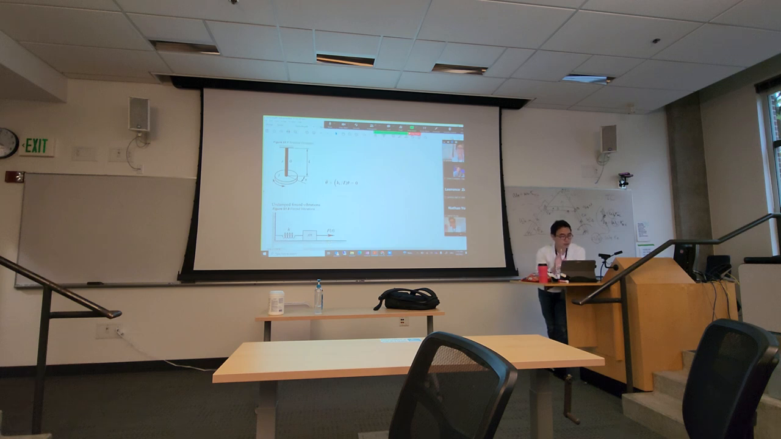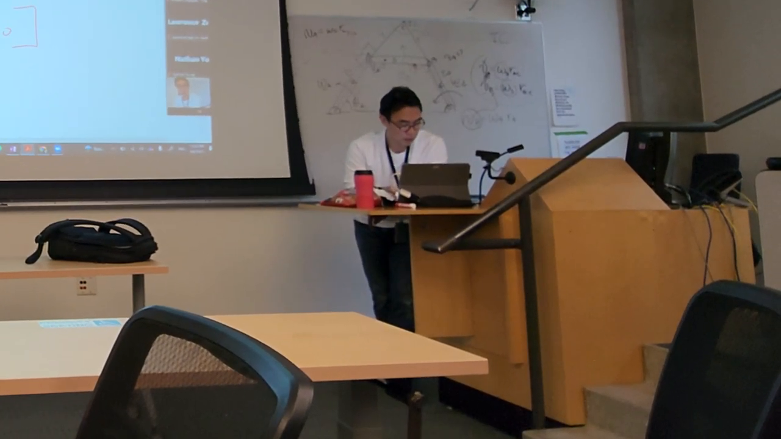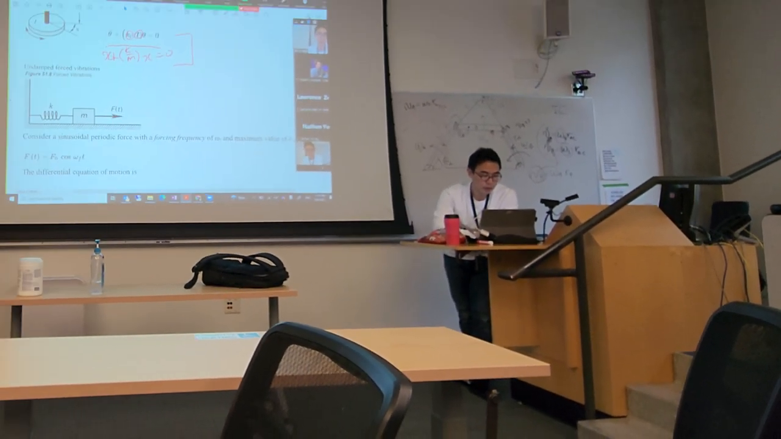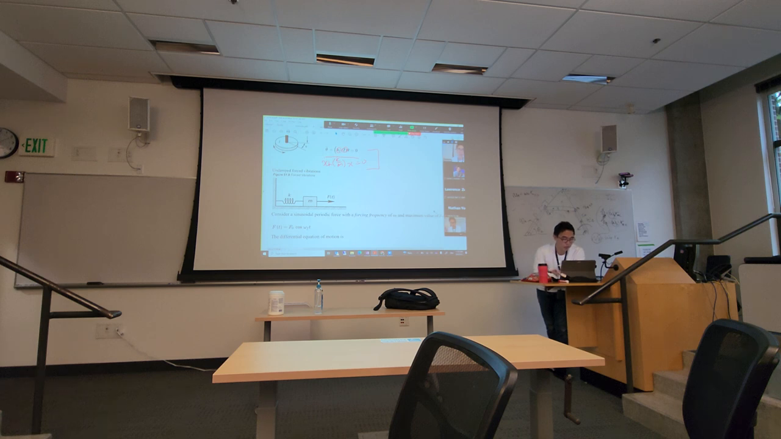Then torsional, rotational, is exactly the same. That was previously x double dot plus k over m times x, but now simply replacing it with the rotational spring constant, and this is the moment of inertia, right? So exactly the same format for the undamped natural response. I don't think you need to worry too much about a particular solution.